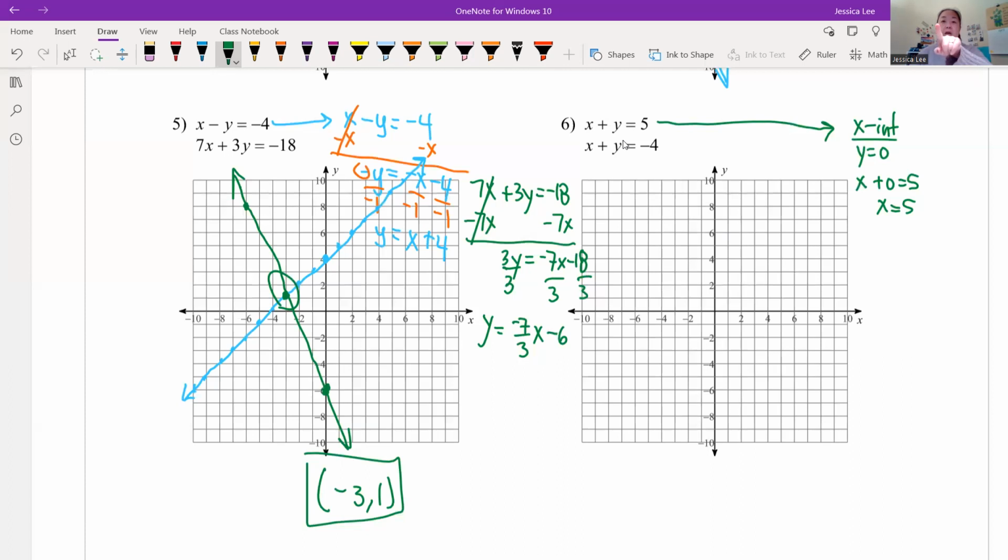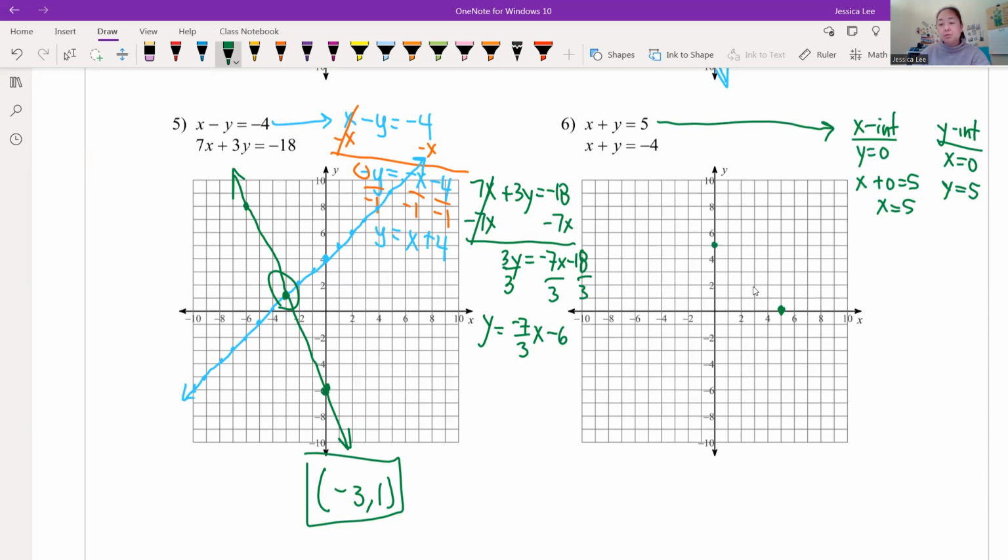For me, I just usually cover up the y with my finger. If you haven't seen me do that in class, then don't worry about it. So when y is 0, x is 5. So here we go. X is 5 when y is 0. There's my x-intercept. We're going to do the same thing for the y-intercept. Think about it: the y-intercept is when x is 0, right? So we would plug in 0 for x. And what do we get? 0 plus y is y, which is equal to 5. So y is equal to 5 when x is 0.